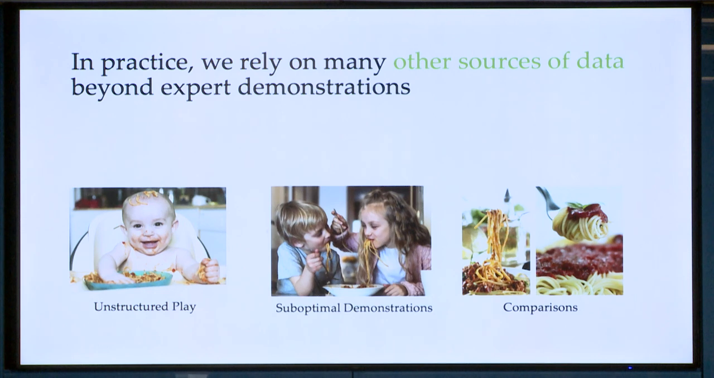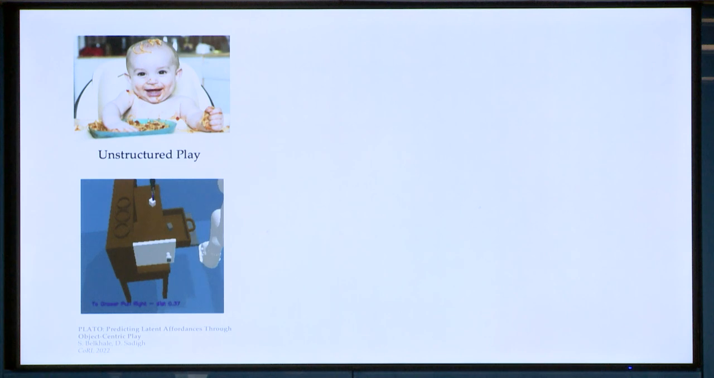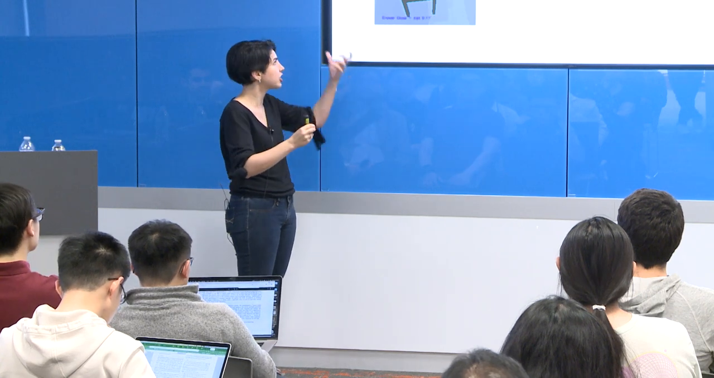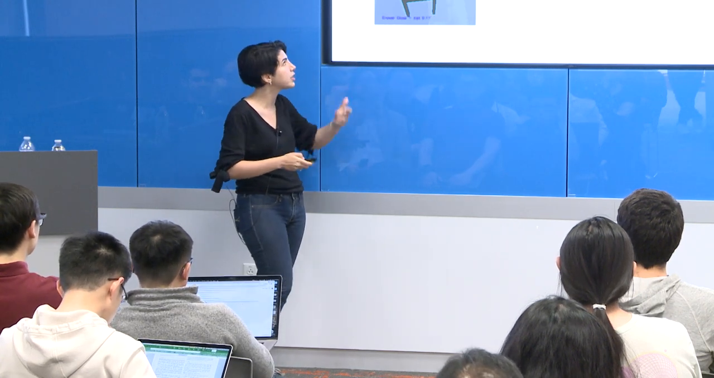So in my lab in general, we are interested in looking at many of these different sources of data. Today, I'm not going to talk about all of these. We have done some work on learning from play. We have looked at how object interactions can guide learning from play data in this work called Play-Doh, where we are predicting latent affordances from play data. So not plans, not random sequences of data, but when you're making contact with an object, that particular object interaction is the thing that is being learned from this play data.